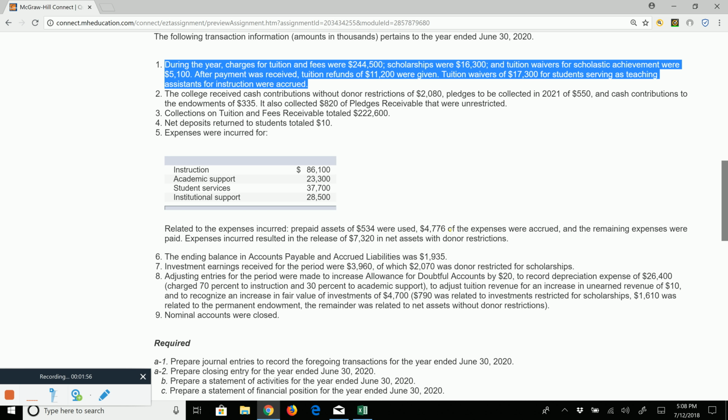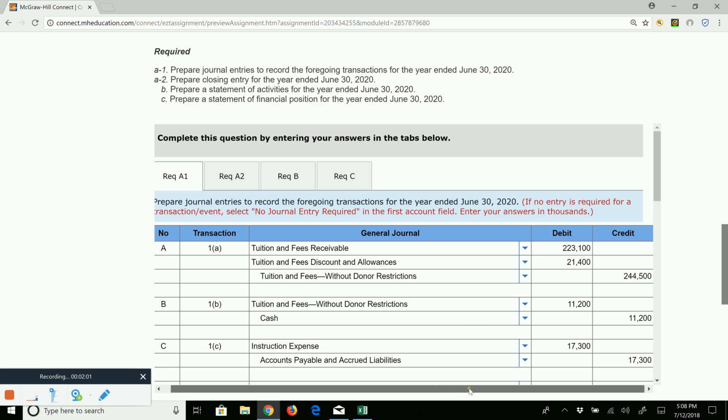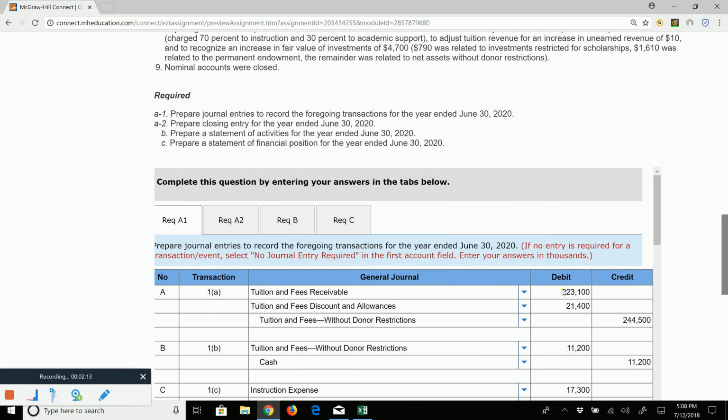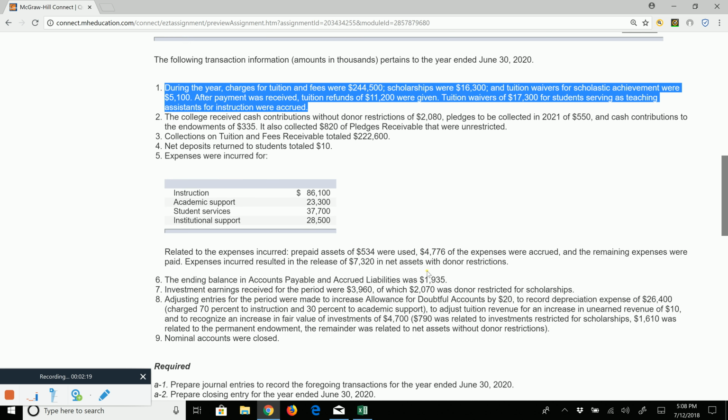So the first thing you have to understand is that tuition and fees are going to be recorded at their gross amount, regardless if they're going to be collected or not. So we can see tuition and fees without donor restrictions is a total of $244,500. That is the total amount. That is the gross amount.